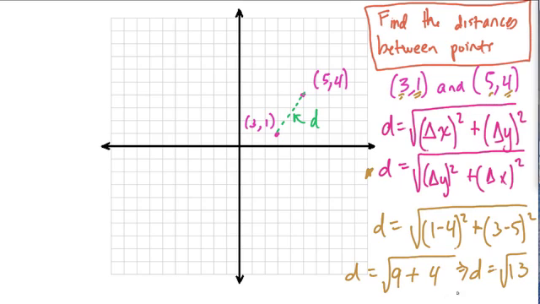And what's that between? It's between 3 and 4, because 3 squared is 9 and 4 squared is 16. So this distance right here is equal to the square root of 13. You can approximate that more in your calculator if you'd like, using the square root function.